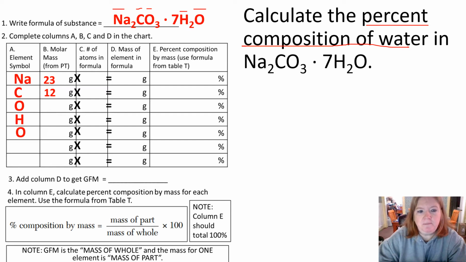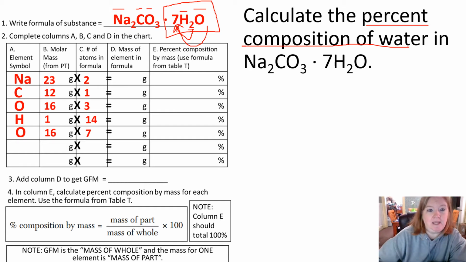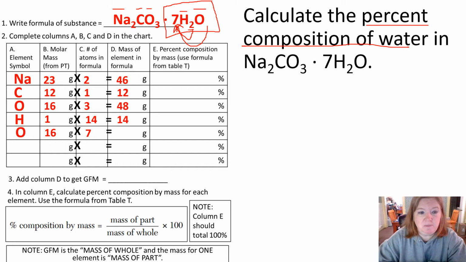So I'm going to look up the molar mass on the periodic table, get them all down. Now I'm going to look at the formula. Sodium subscript, carbon subscript, oxygen subscript. Now, when I get here for this one, slightly more complicated. Hydrogen subscript is 2, but look at that coefficient. So it's actually 14. Oxygen subscript is 1, but look at that coefficient. So it's actually 7. And again, following this guide, I'm going to do that multiplication. All right, now what do I need to do? I need to add it up to get the gram formula mass.